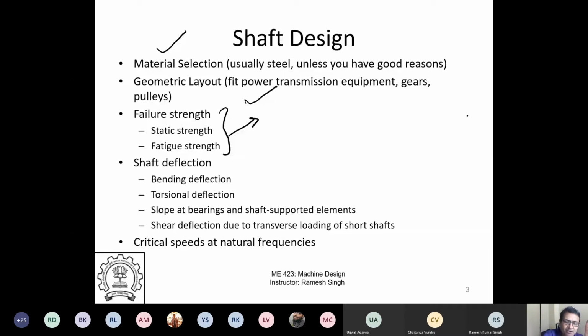And you'll have to design for fatigue both in torsion and bending. I will basically give you some of the formulations for how you take into account both bending and torsion, and you design it for fatigue.